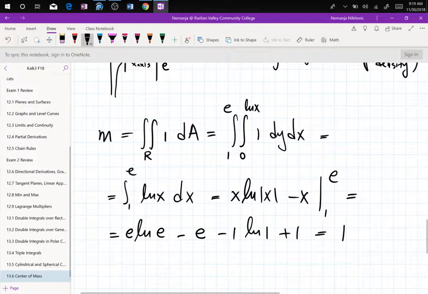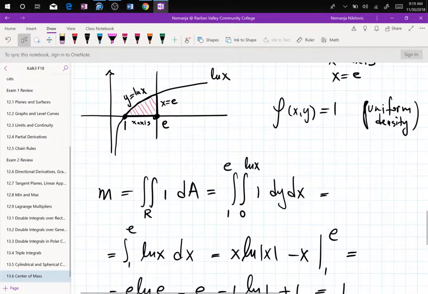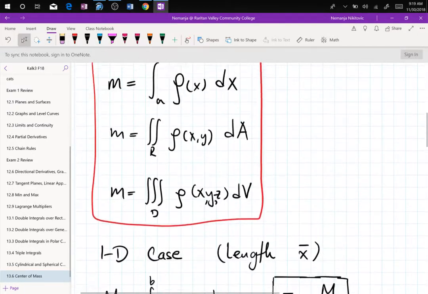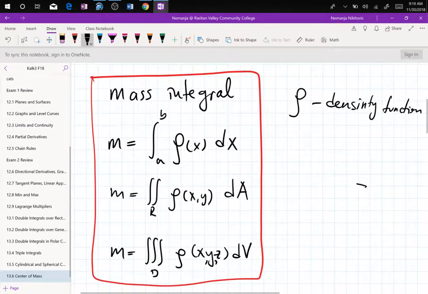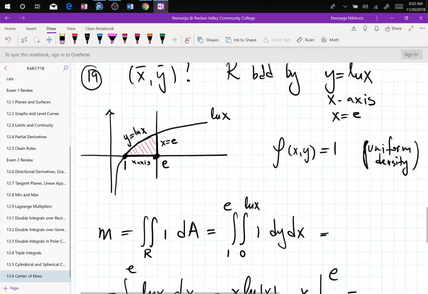Yes? Why, when you were setting up the integral, why did you do x times 1? Because I thought in the 2D case it's x multiplied by the rho. That's for the moment. This is the mass calculation, the first integrals. You see the first integrals in red? Oh, yeah. So I just did this one over here, which is the integral for the mass. Now we're going to do the moment. You have to do all of them.